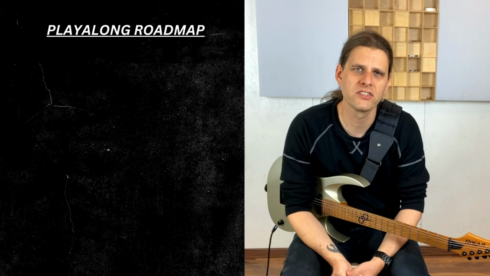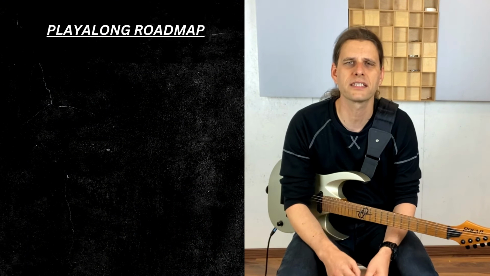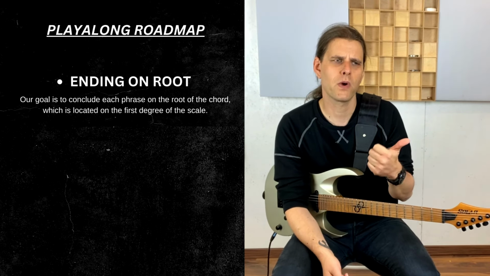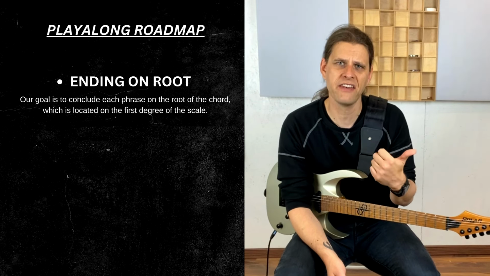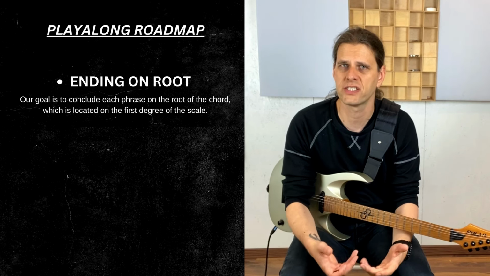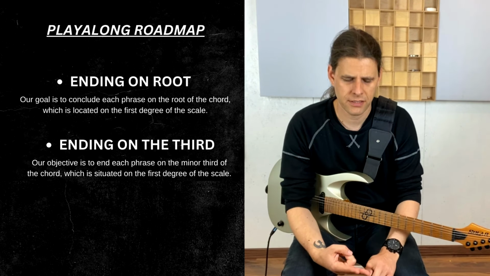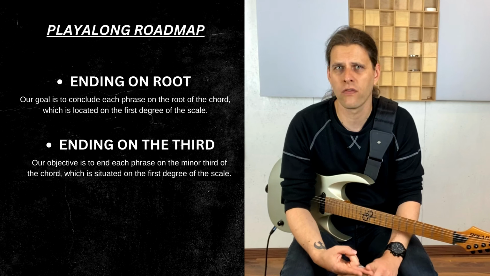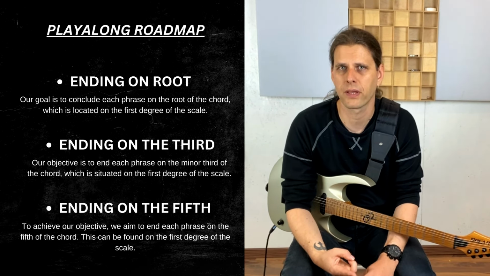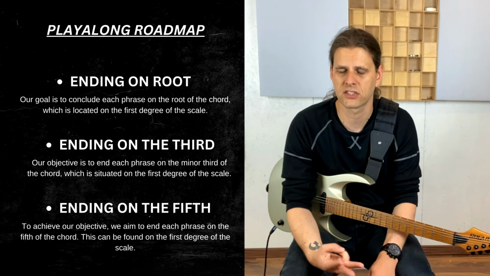In our play-along lesson today, I came up with three little examples, phrases, melody lines, call it whatever you want. The first one focuses on ending our phrase on the root of the one chord, which is the A minor chord. The second example will end on the minor third of the chord. And finally, the third example will end its lines on the fifth of the chord. So three different approaches to end your musical idea.